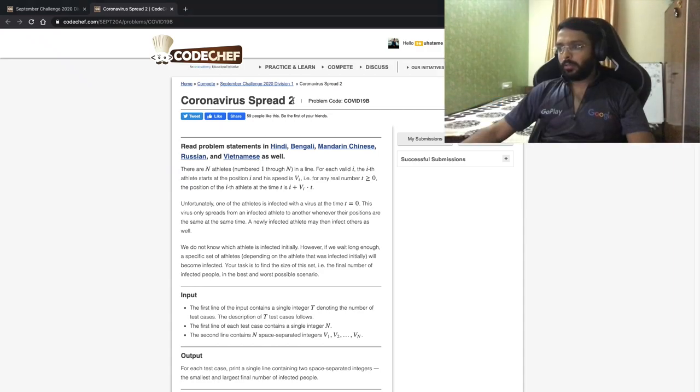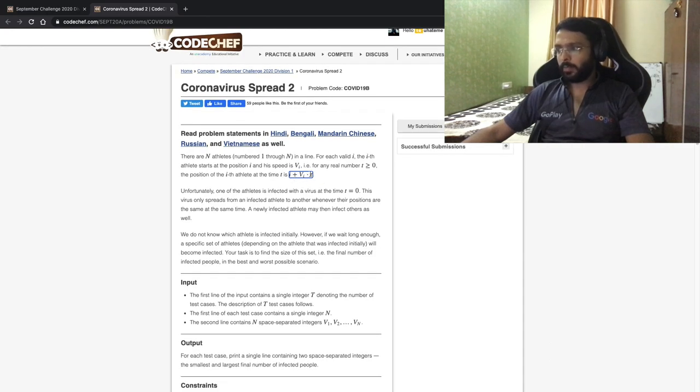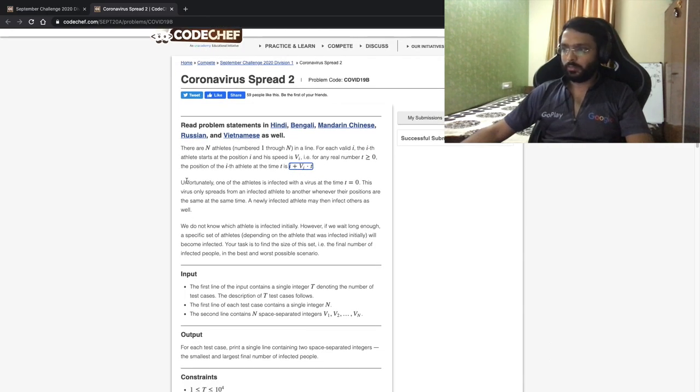Let's try solving the problem Coronavirus Spread 2. There are n athletes in a line. For each valid i, there's some position i and a speed v_i. For any real time t greater than 0, the position is given by the linear equation i plus v_i times t, speed into time. Sounds good.